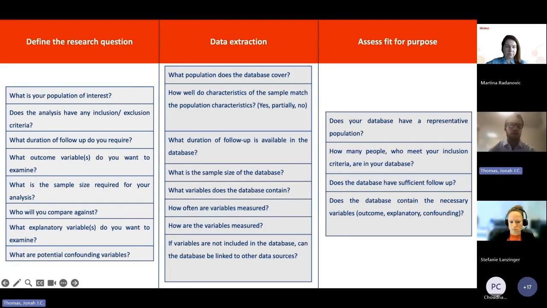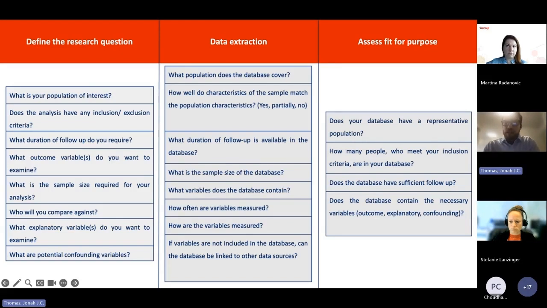So we had, what is your population of interest? Does the analysis have any inclusion/exclusion criteria? What duration of follow-up do you require? What outcomes variables do you want to examine? What sample size is required? Who will you compare against? So what will your comparator be? What explanatory variables do you want to examine? And are there any potential confounding variables?